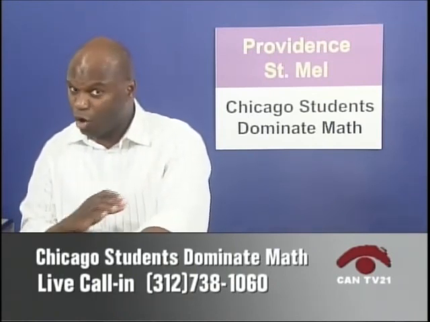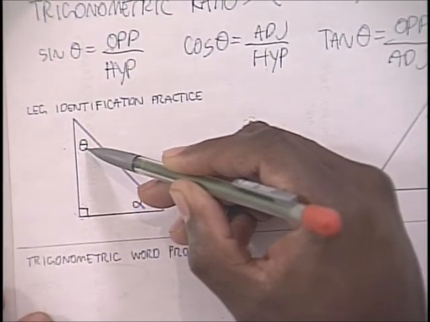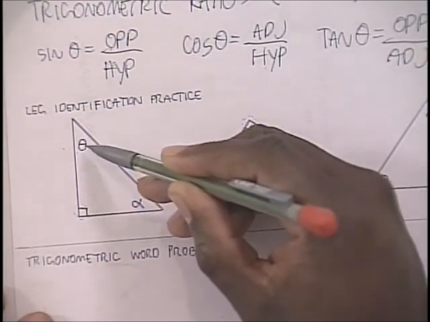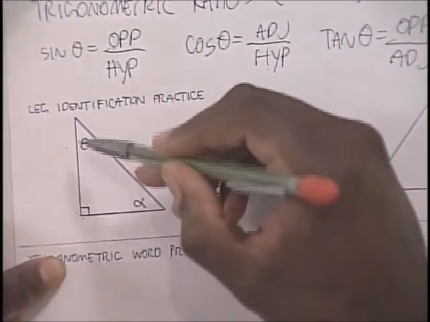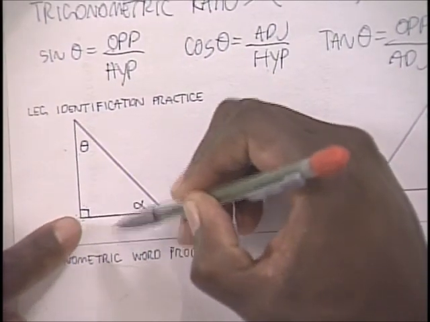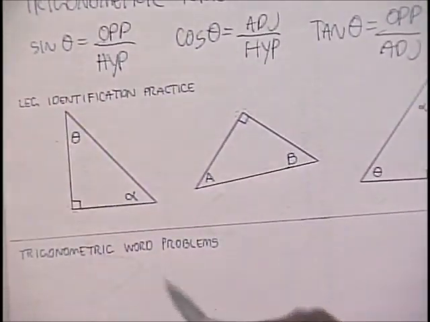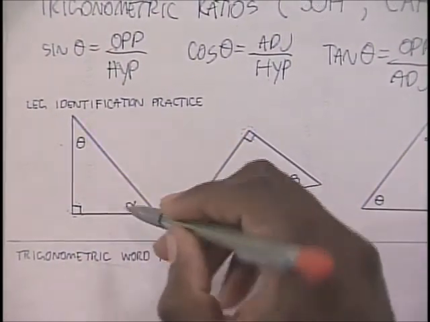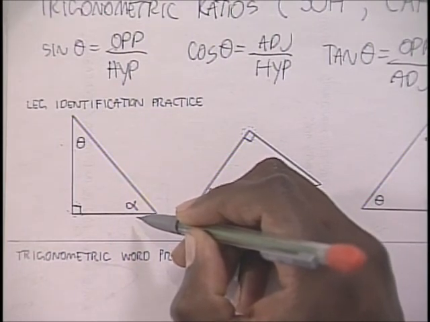So let's keep all this in mind. This is review. We talked about this last week. The opposite to this Greek letter called theta is this leg. Across from this angle is this leg. The opposite of this angle is this side right here. The adjacent to this angle is this side right here. The hypotenuse of this triangle, which is across from the 90, is this leg right here. So it's very important that you're able to identify opposite legs, adjacent legs, and a hypotenuse. And every leg that you identify is in reference to a specific angle.